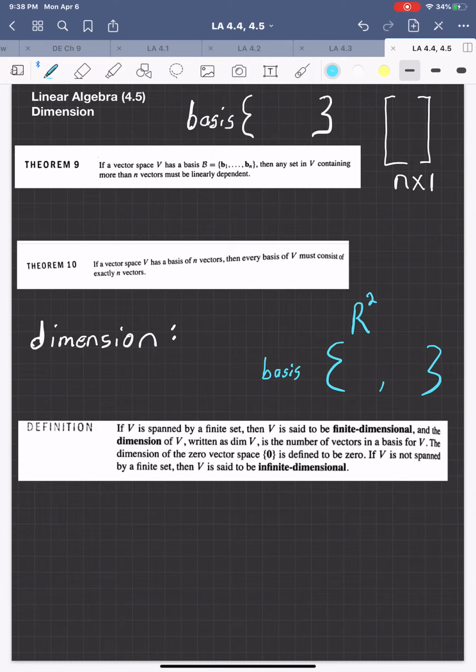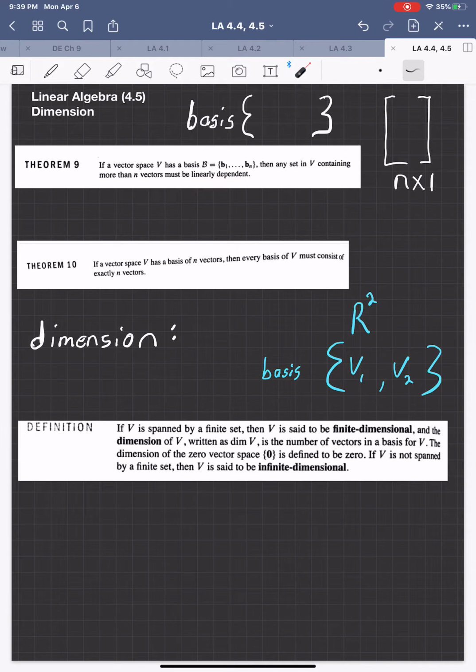Exactly. There should be 2 vectors in that basis. So when they say, look, if any set is containing more than n vectors, in this case n would be 2 because this is R2. If we had more vectors than just 2, then the vectors must be linearly dependent.